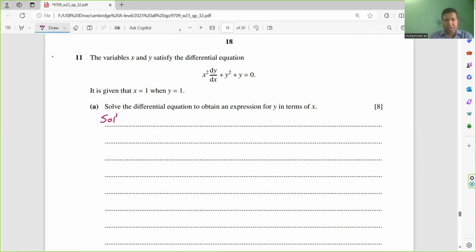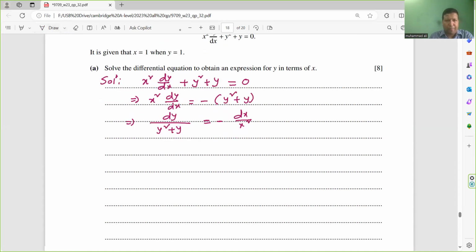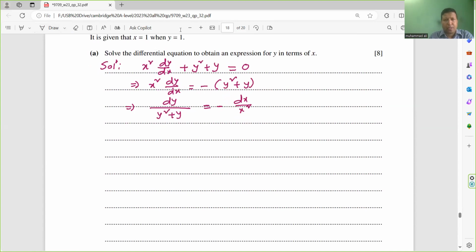So solution, we'll write x squared dy by dx plus y squared plus y equals to 0. Now, separating the variables, x squared dy by dx equals to minus (y squared plus y). So we can write dy by (y squared plus y) equals to minus dx by x squared. So separating the variables completed. Now the left part, we will split this by partial fraction.